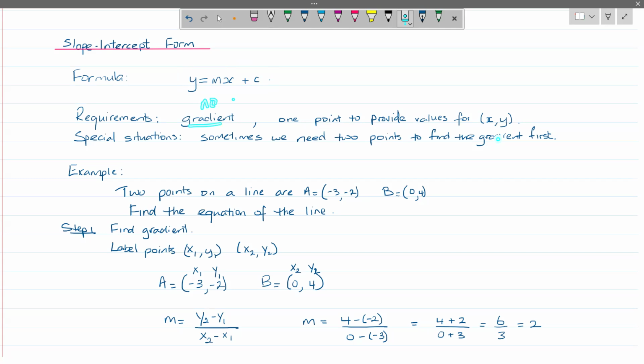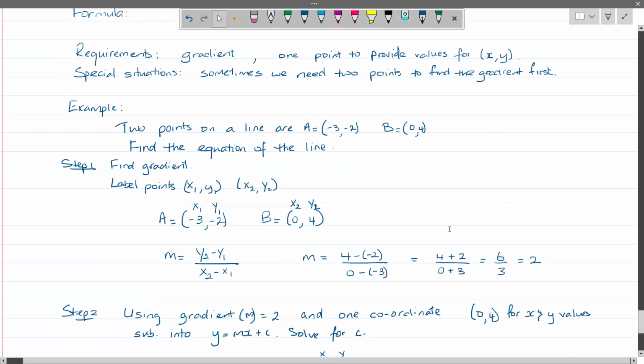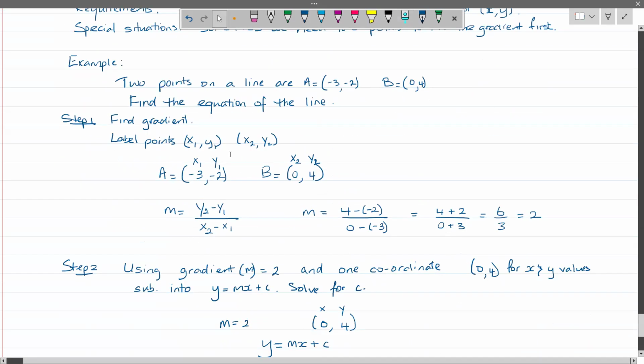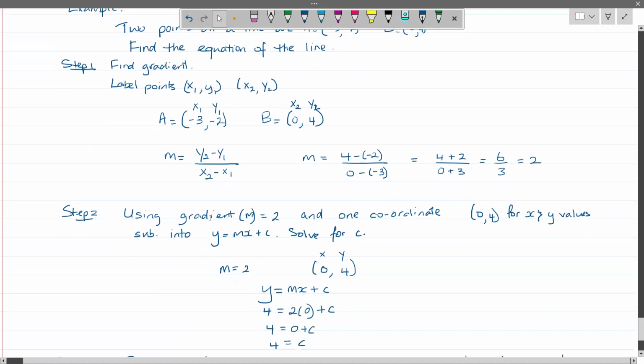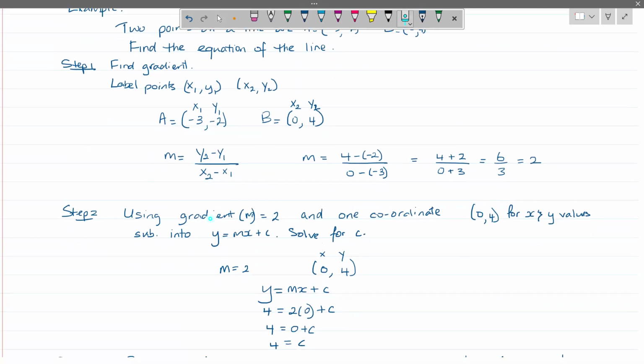So we have to find the gradient, and in that case, we will need 2 points in order to find the gradient. Here's an example where we have 2 points on a line and we need to find the equation of the line. Before we could find the equation of the line, we need to work out the gradient using the 2 points. So just as we learned before, we label the points x1, y1, x2, y2. We quote our formula for gradient. m is equal to y2 minus y1 over x2 minus x1.